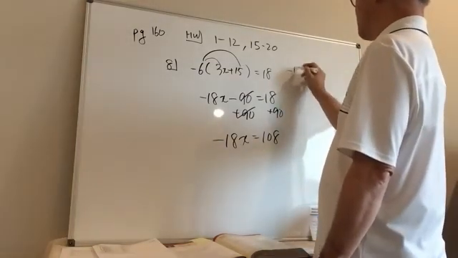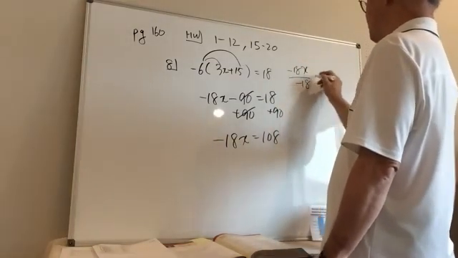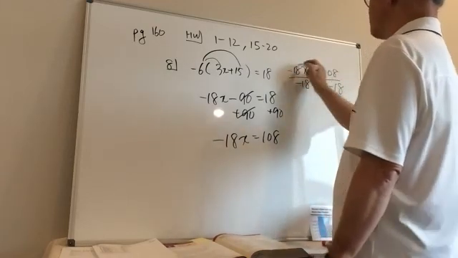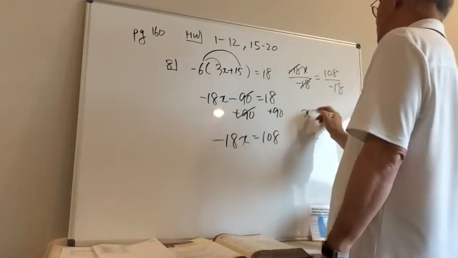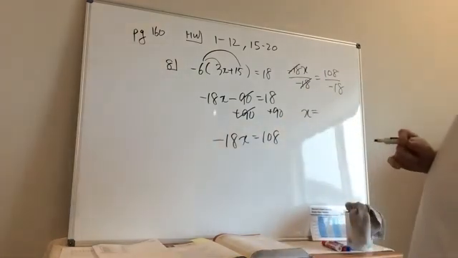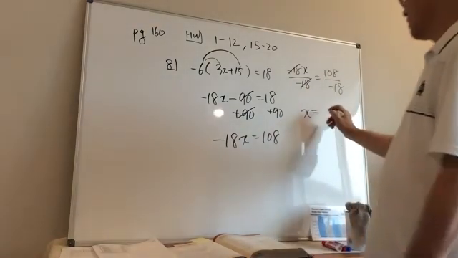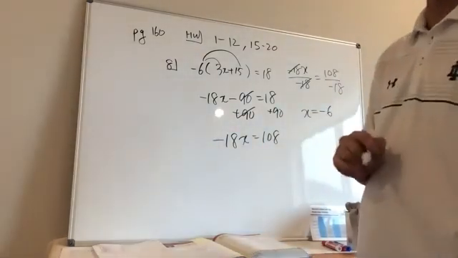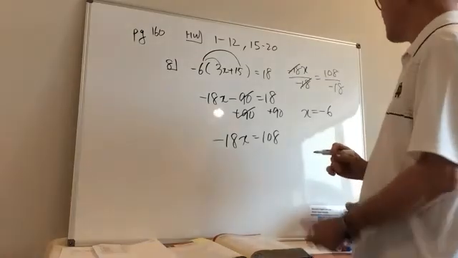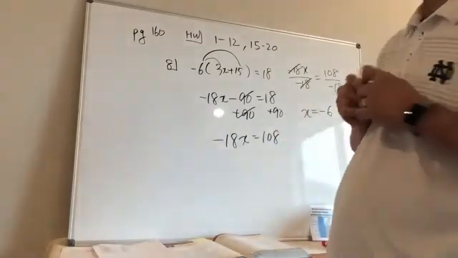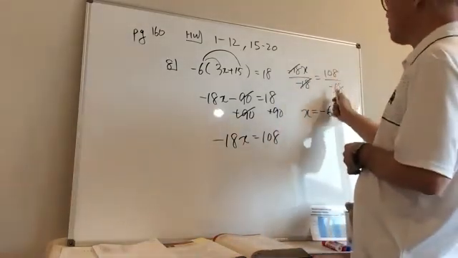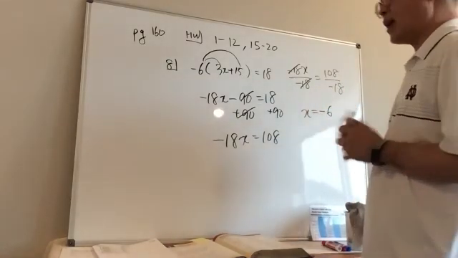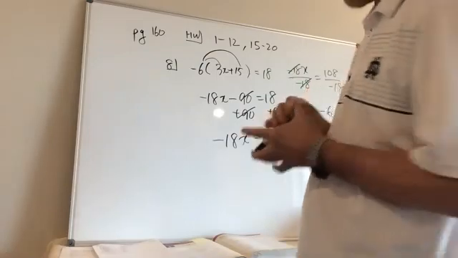So I'm gonna divide by negative 18 on both sides. So this and this goes away. I get x is equal to -6. Okay, -6. 108 divided by 18 is 6, but it's a positive divided by a negative number, so I'm going to end up with a negative number. So -6 would be the correct answer.